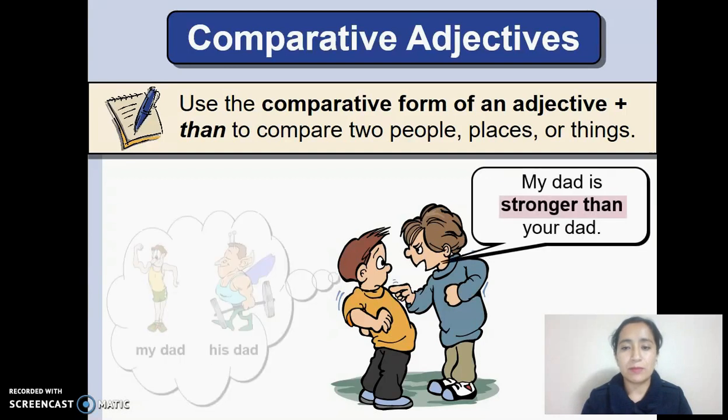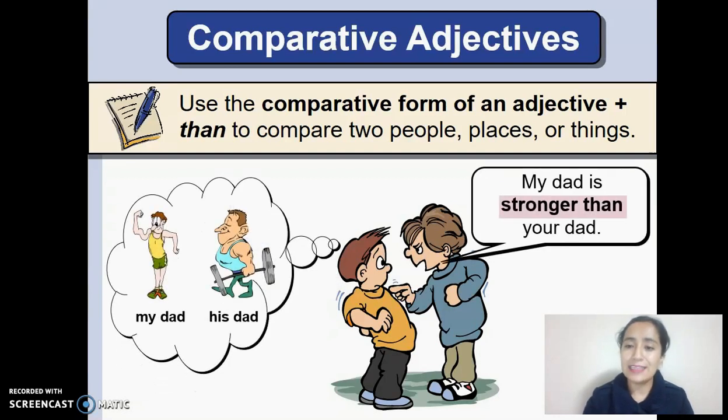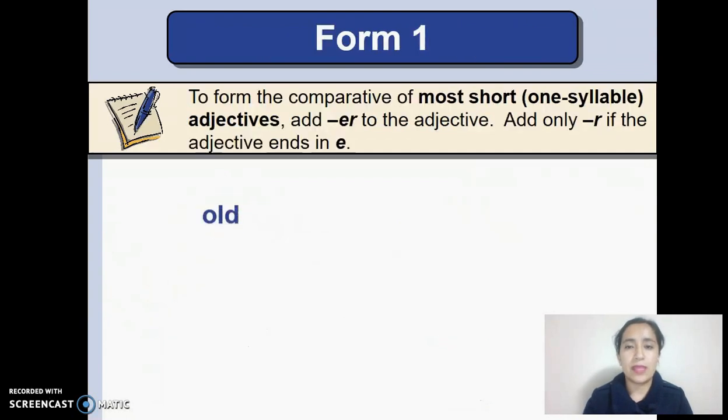Let's see an example. My dad is stronger than your dad. You see, here we are comparing two dads. So, we use this comparative form. There are some simple rules in order to complete the form of the comparative adjectives. The first one applies for the adjectives that have one syllable.